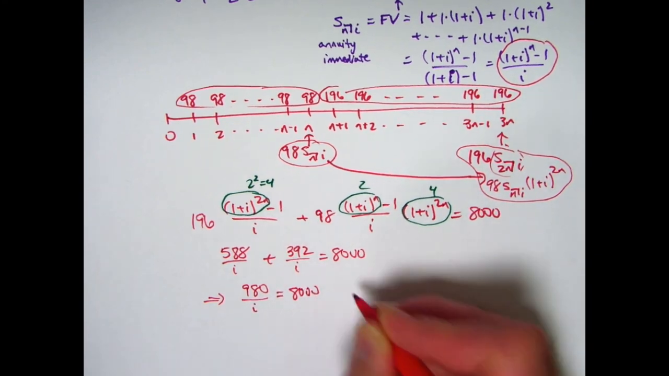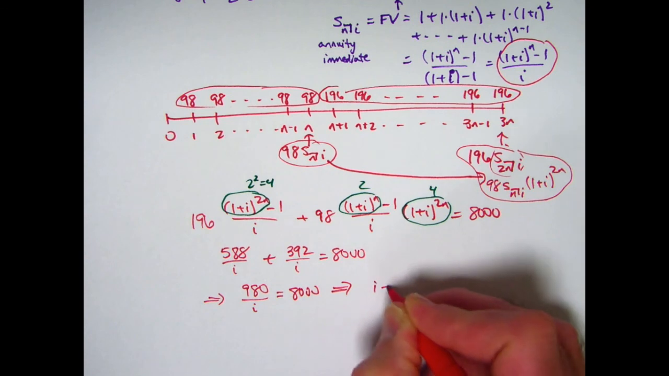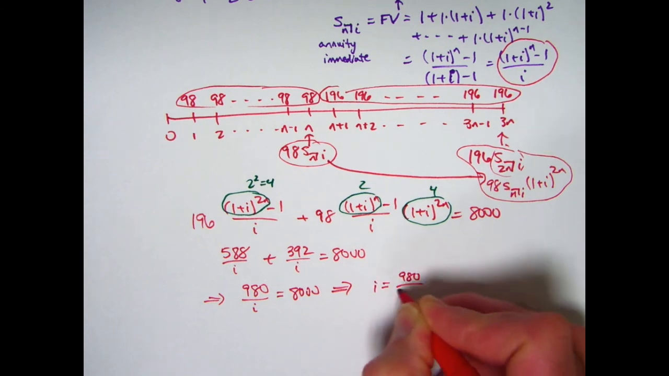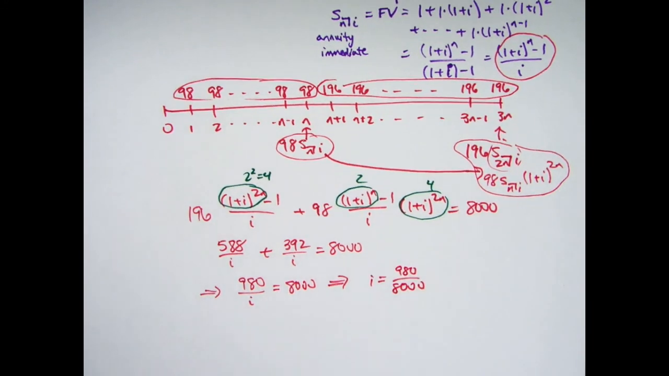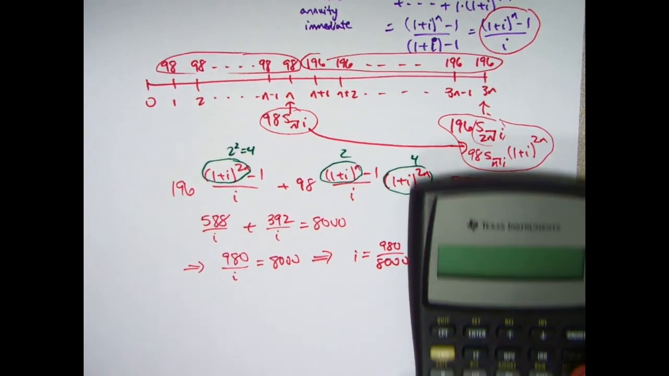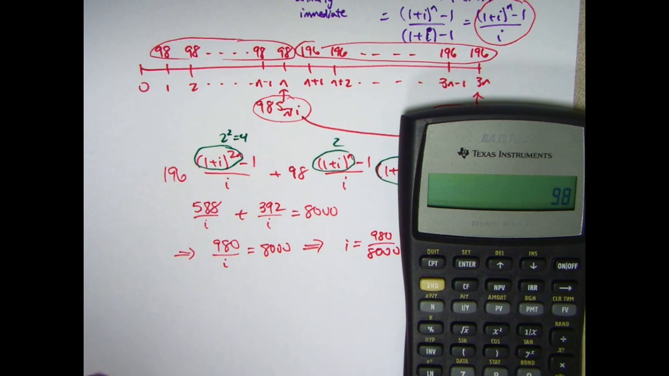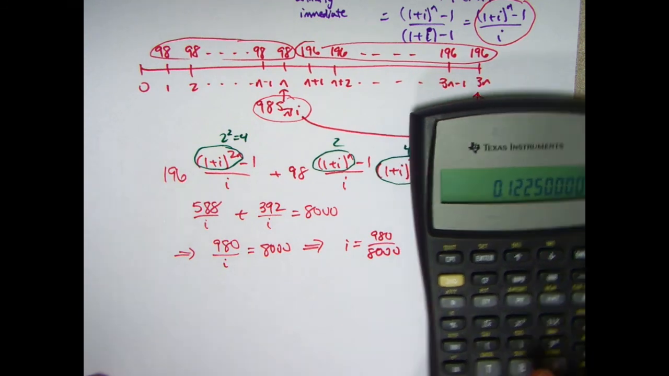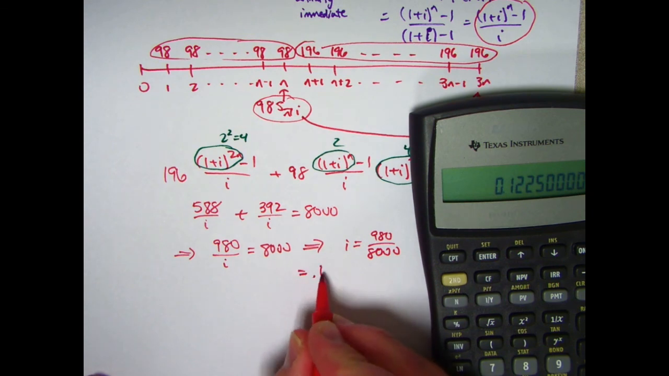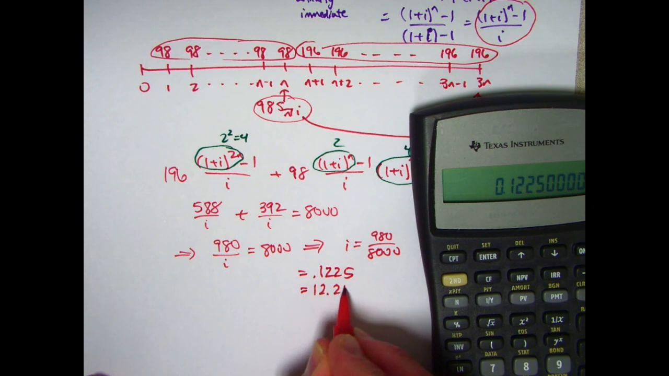Need one more zero here. Therefore, i is going to be 980 over 8,000. 980 divided by 8,000. The interest rate is 0.1225, 12.25%, and that is correct.